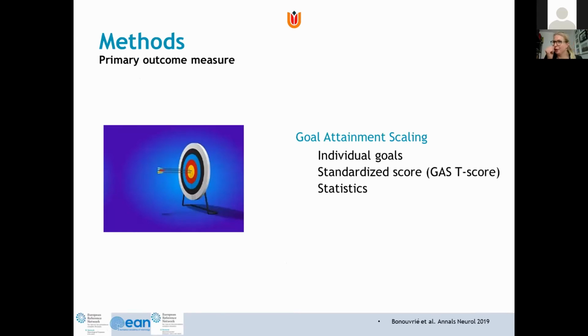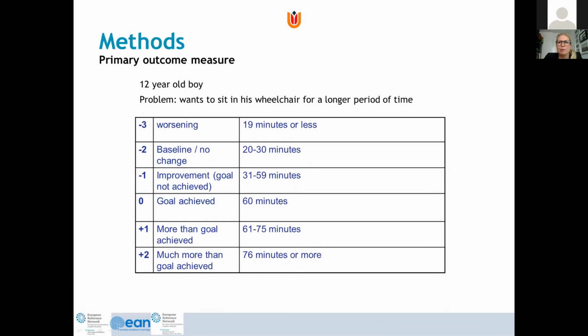So what did we do for outcome measures? Our primary outcome measure was goal attainment scaling. In goal attainment scaling, 2 or 3 individual treatment goals are set prior to starting the trial. These goals were evaluated after 3 months of blinded treatment. With the scores of the separate goals, a standardized score can be calculated, and that score can be used for statistics. And this is an example of a goal attainment scale in which, for this person, the minutes someone can sit in a wheelchair are scored.